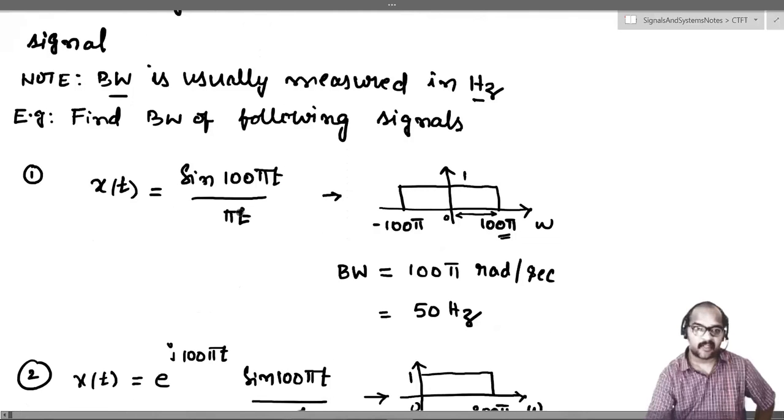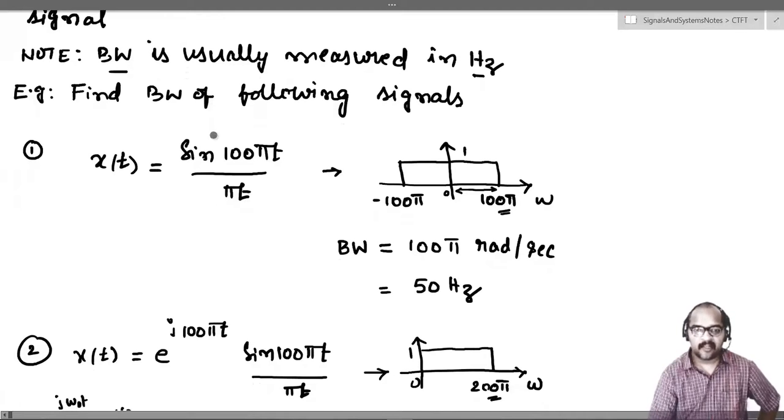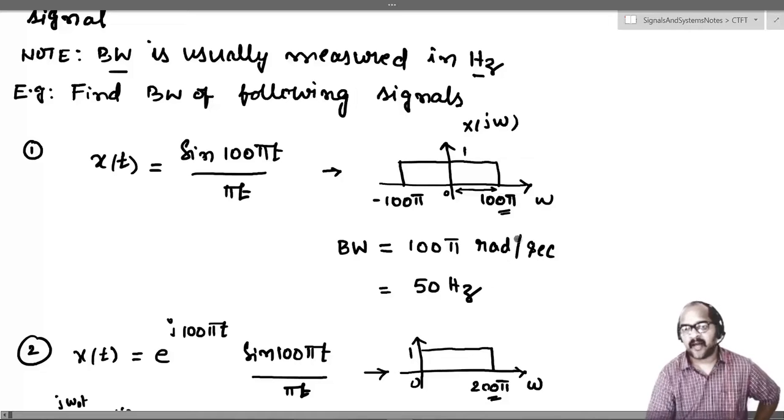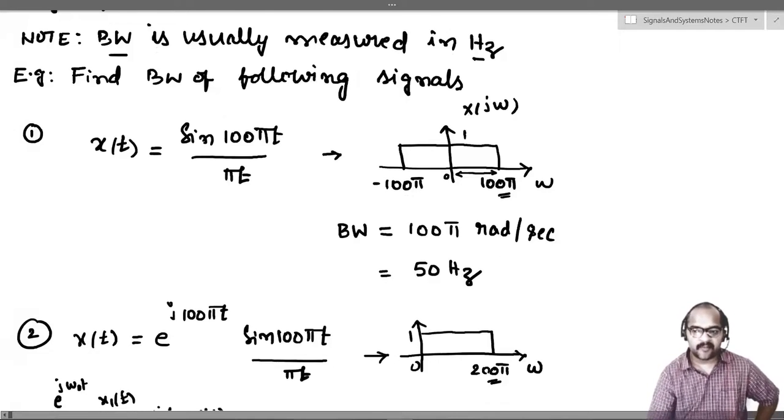So we will take the first example. We want to find the Nyquist rate of this signal. So what is the signal? X of t equal to sine 100 pi t by pi t. So Nyquist rate depends on what? Nyquist rate depends upon the bandwidth of the signal, and hence we have to go into the frequency domain, and this is our X of j omega. So we already found out that the bandwidth of this signal is how much? 50 hertz.